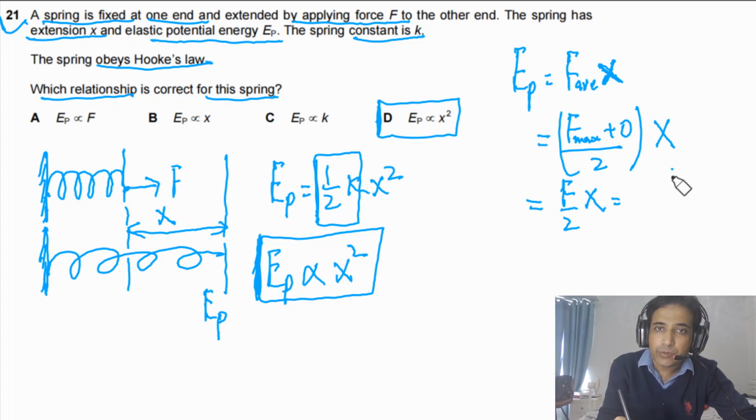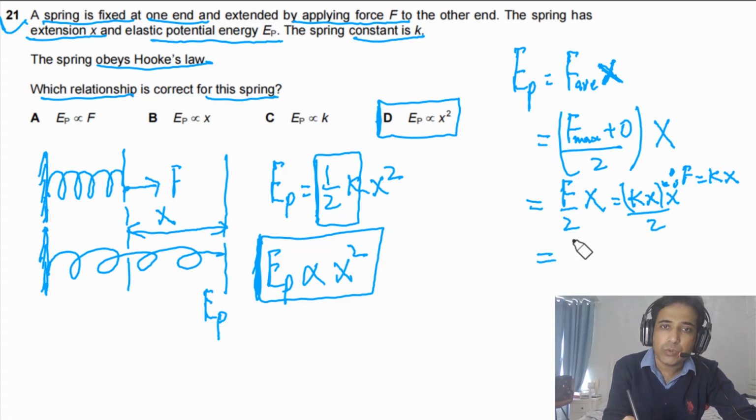But by Hooke's law, F is equal to Kx. So simply we can replace F with Kx. Here we have K times X, and here we have X, divided by 2, so we will have K times X squared divided by 2. So this is EPE, elastic potential energy.